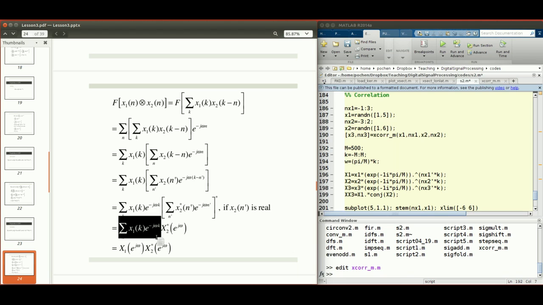And then you can examine this part under selection. It happens to be the Fourier transform of x1. You see, it's x1[k] e to the minus j omega k, sum over k. If you just replace k with n, you recover the Fourier transform formula. So the whole thing under the selection becomes big X1 e to the j omega.